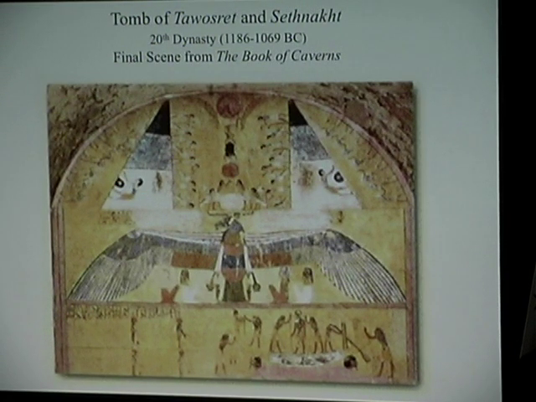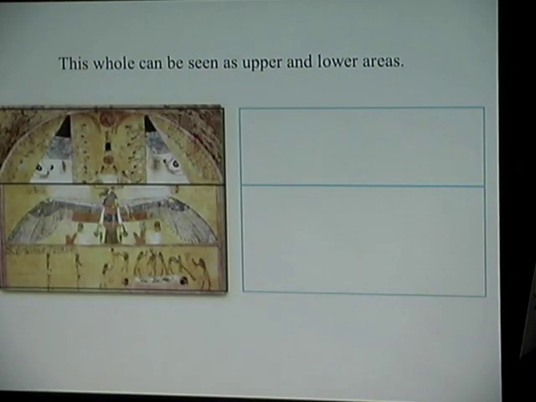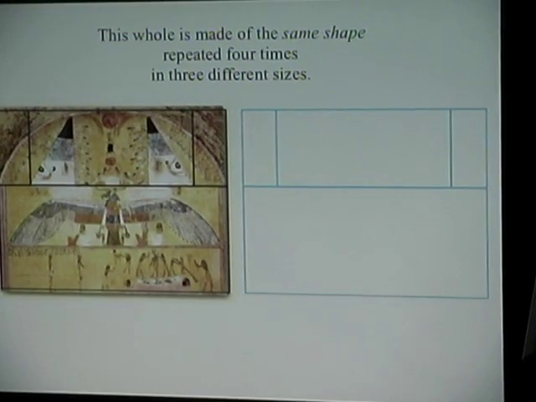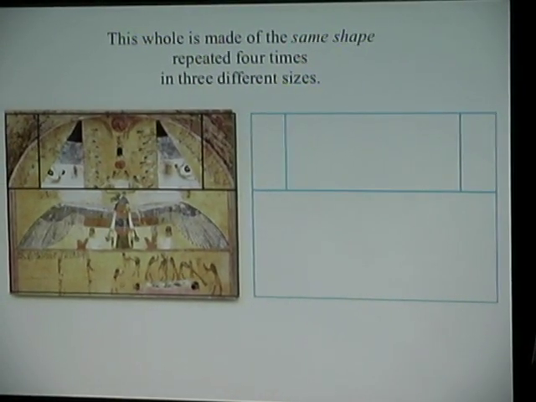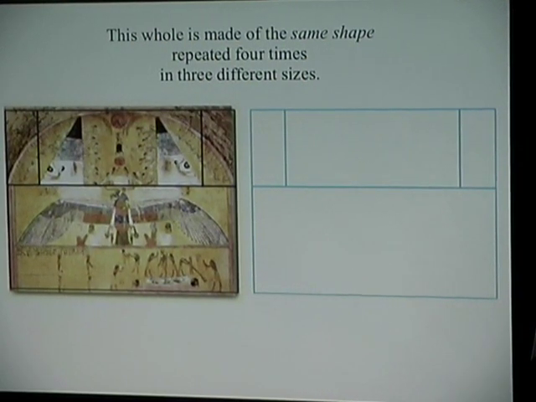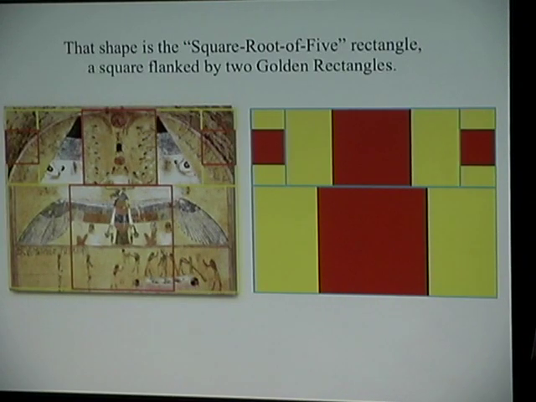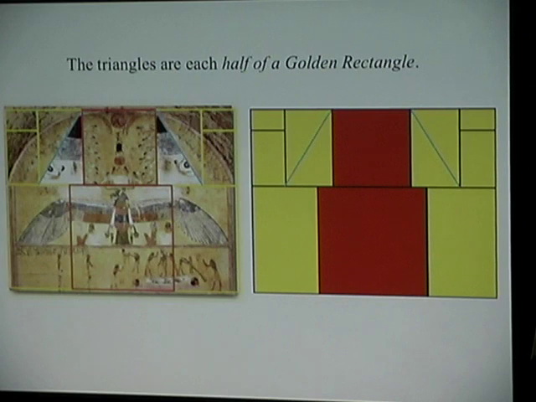Well, it turns out that the whole scene can be understood as upper and lower areas, and even furthermore, it can be understood as four of the same exact rectangle in different sizes. And what are these rectangles? Ta-da, root 5 rectangles. You notice a square perfectly surrounds the scene of the rising sun. And these are gates, actually. They're opened right now. And you can see they fit in golden rectangles, and that they actually fall upon the diagonal of the golden rectangles. So they're indicating it's some kind of a sacred space.